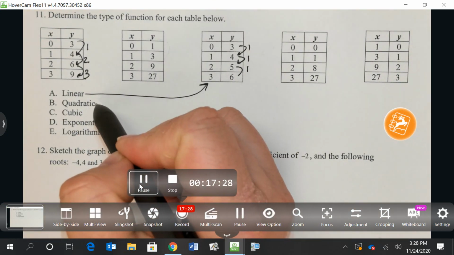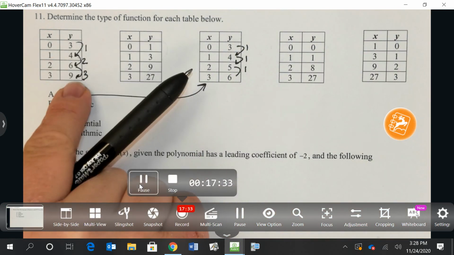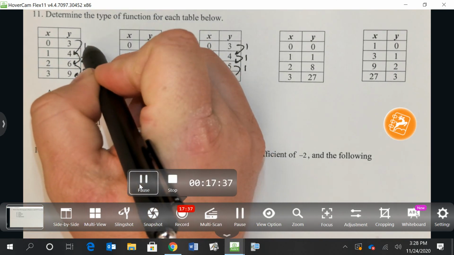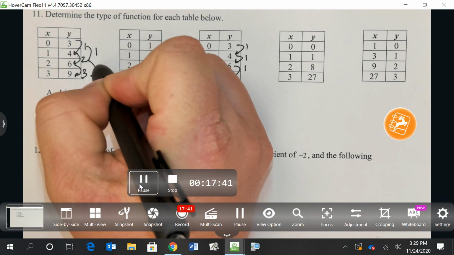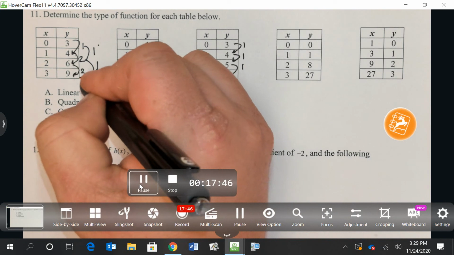Now, that's called the first difference, right? We only have to do it one time. After we do the first difference, if we see a pattern, you're like, oh, I do see a pattern, then you do it again. So how do you get from 1 to 2? You go up 1. How do you get from 2 to 3? You go up 1 again. When the second difference is exactly the same, we say it's quadratic.